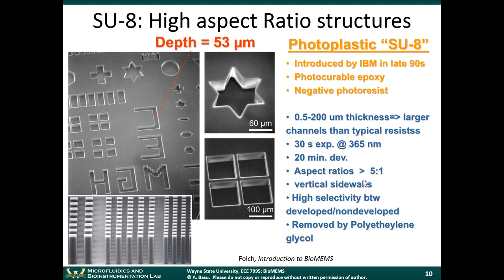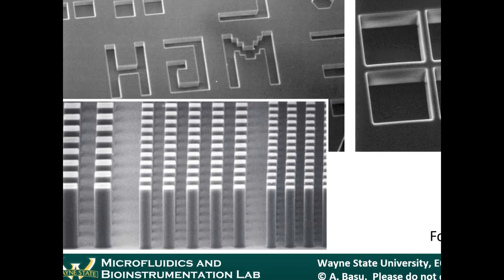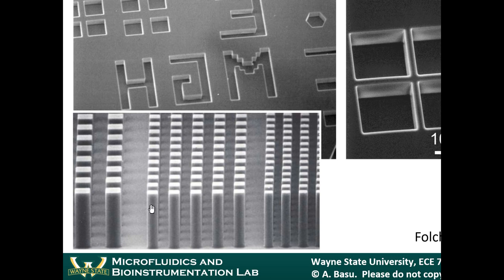What is aspect ratio? This is one of the questions in your homework, by the way. It's the height of a feature divided by its width. For example, this is one of the pictures that Microchem, the company that makes SU8, likes to show. Very tall structures here. I'm sorry, the aspect ratio is defined as the height of an object divided by the width of the object. So the aspect ratio here, you can just estimate, I would say it's about 7.